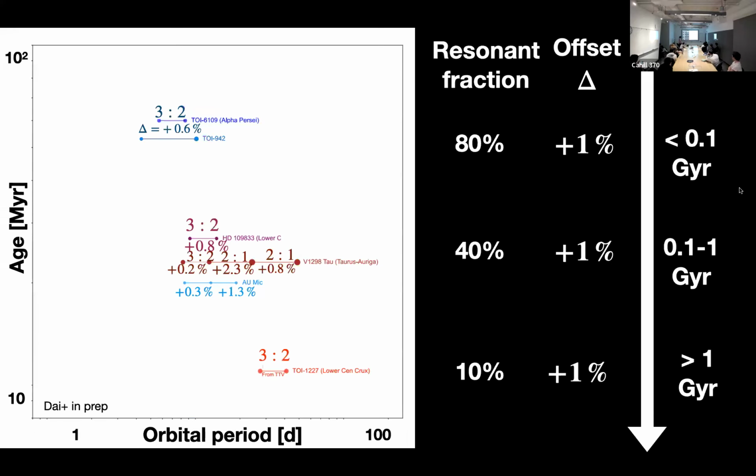You go to even earlier times now, less than 100 million years. And small number statistics, there are 6 systems, but 5 of them are in resonance. So it's a monotonic trend. Resonances become more common as you go back in time. Or put another way, the resonances seem to be breaking.